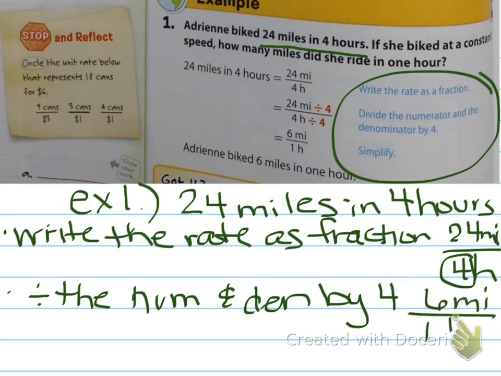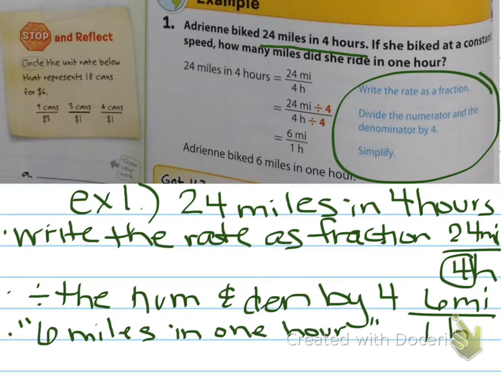miles in 1 hour. Now if we were to write that in a sentence, we're saying 6 miles in 1 hour. And that's how we would write that.